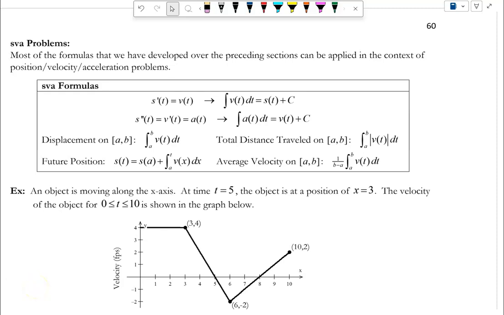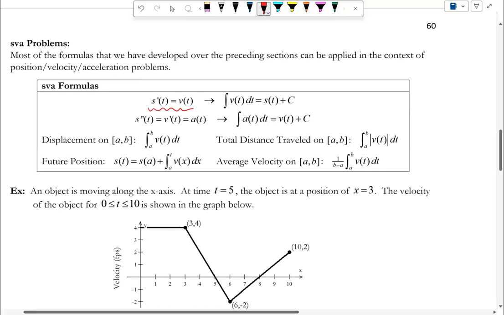So at the top of page 60, we're now talking about position, velocity, and acceleration problems. And unless we're working with an object or a particle moving along the x-axis or the y-axis, we will often use the letter S to represent position. So S of t is typically position. And so we recall already, hopefully, that the first derivative of position is velocity.